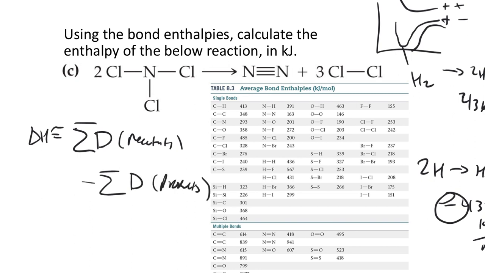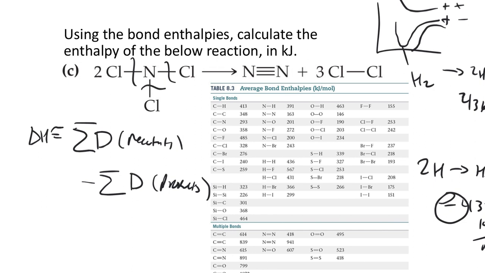And so we're trying to address the issue: how much heat does it take to break all the bonds in the reactants, and then how much heat do we get back when we make all the bonds in the products? So we break all the bonds in the reactants. How many bonds do I break in the reactants? I break the NCl bond 6 times. So I have 2 NCl3s. Each NCl3 has 3 NCl bonds.